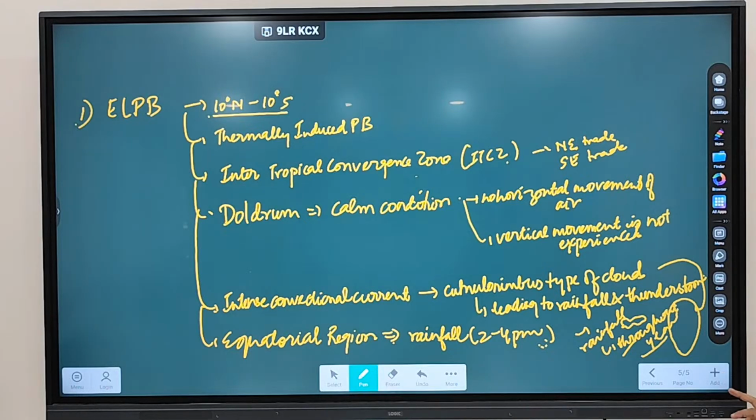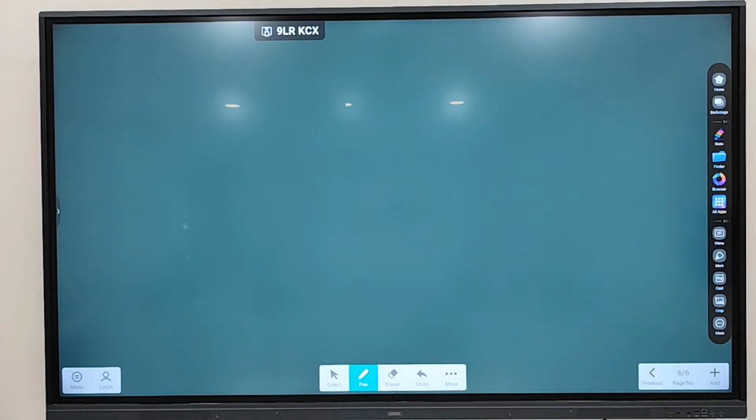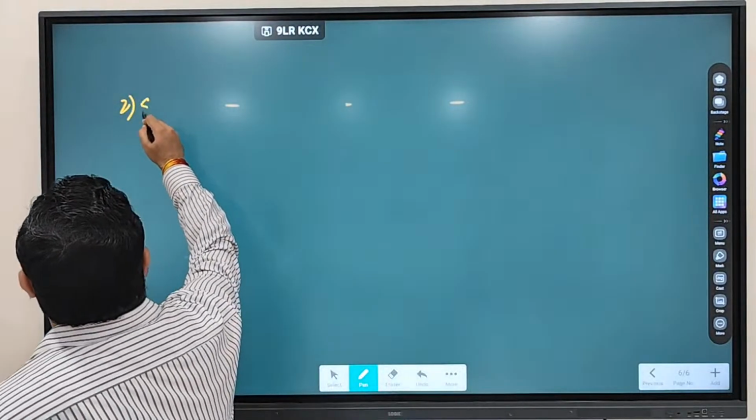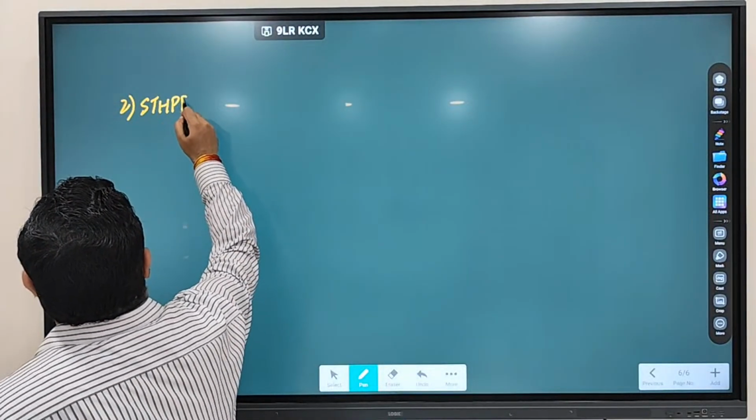Now the second type of pressure belt that you have is the subtropical high pressure belt.